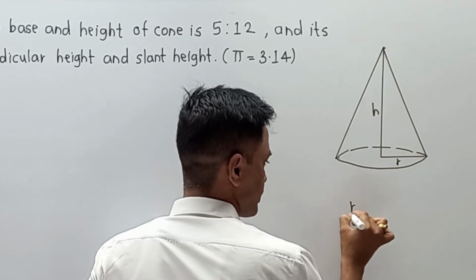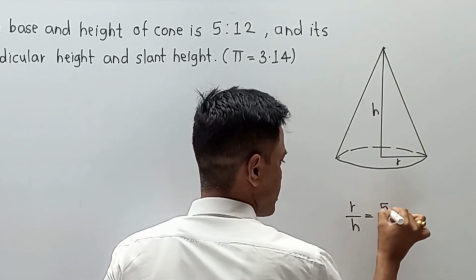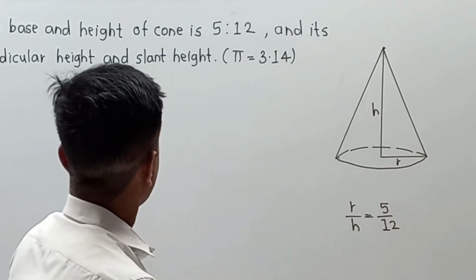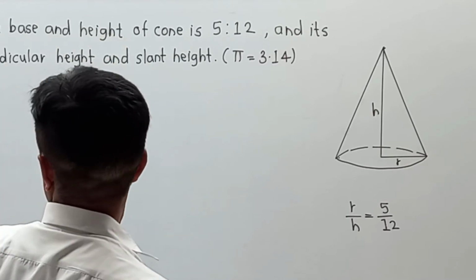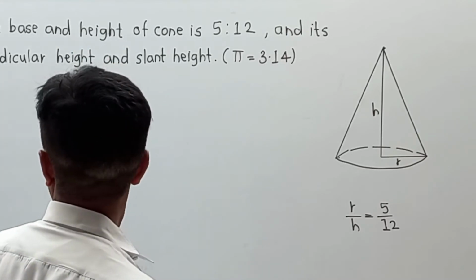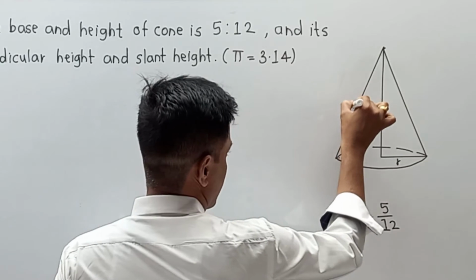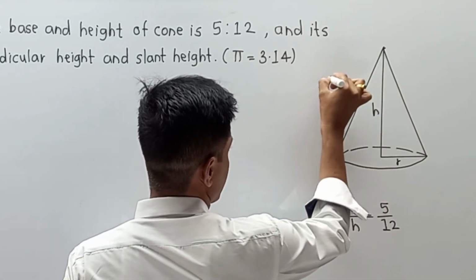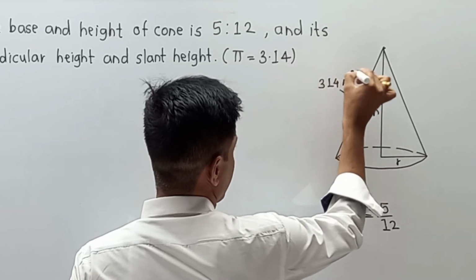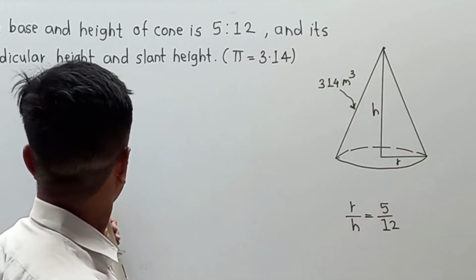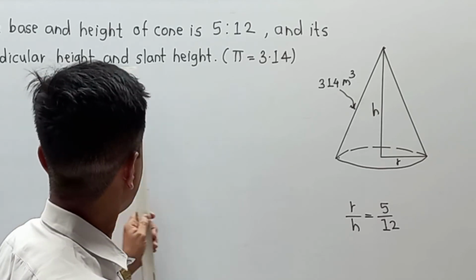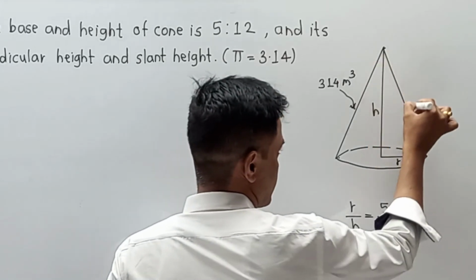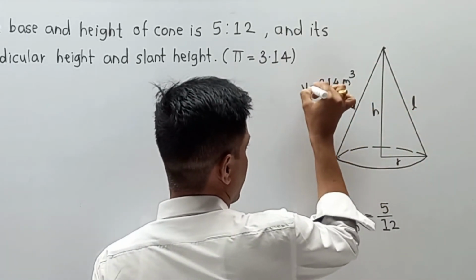The ratio of radius to height of the cone is 5:12, and its volume is 314 cubic meter. This volume of this cone is 314 cubic meter. Then find perpendicular height h and slant height, which means we have to find L, and they have given the volume indirectly to us.